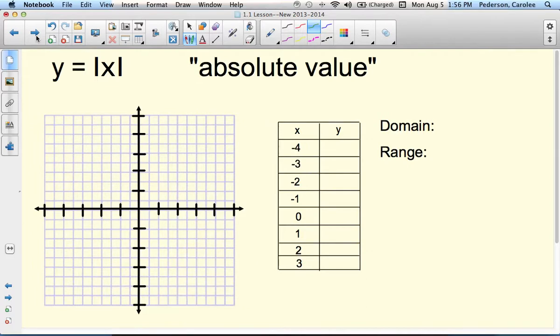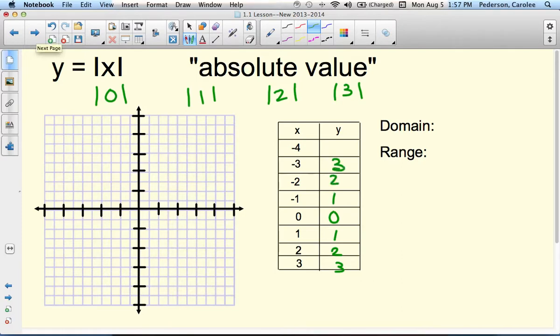The next parent function is your absolute value function. y equals the absolute value of x. So we're substituting numbers in for x. Let's start with the critical point, 0. The absolute value of 0 is 0. The absolute value of 1 is 1. The absolute value of 2 is 2. Absolute value of 3 is 3. Remember, when you substitute a negative into an absolute value, it also ends up becoming a positive number. So you're going to get a 1, 2, and 3.